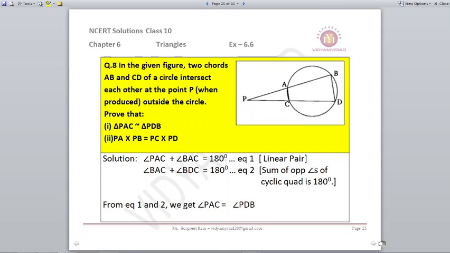So if you look at the figure, angle PAC and angle BAC, their sum will be equal to 180 degrees because of linear pair. And if you look at the quadrilateral, angle BAC plus angle BDC will be equal to 180 degrees because we know that the sum of the opposite angles of a cyclic quadrilateral is 180. So from equations 1 and 2, we get angle PAC will be equal to angle PDB.